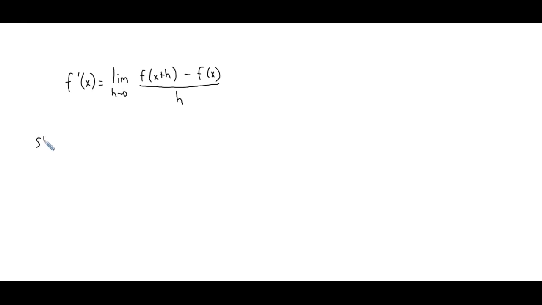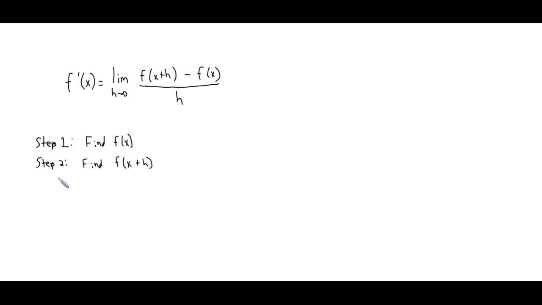So essentially, there are 4 steps to solving these problems. So the first step is you find f of x, which you'll be given, so that's really easy. Step 2 is you find f of x plus h. So you're just going to plug in x plus h everywhere you see an x. I'll explain. You'll see what I mean.